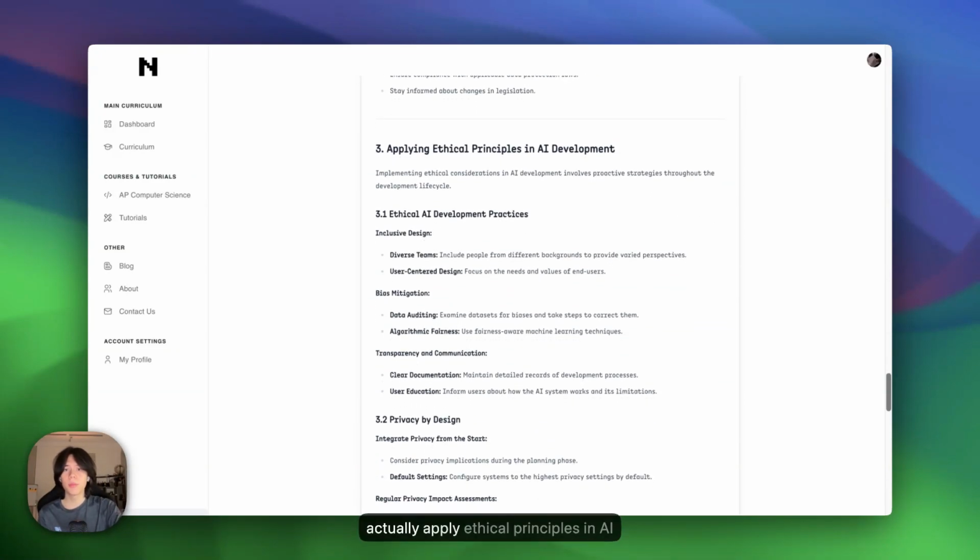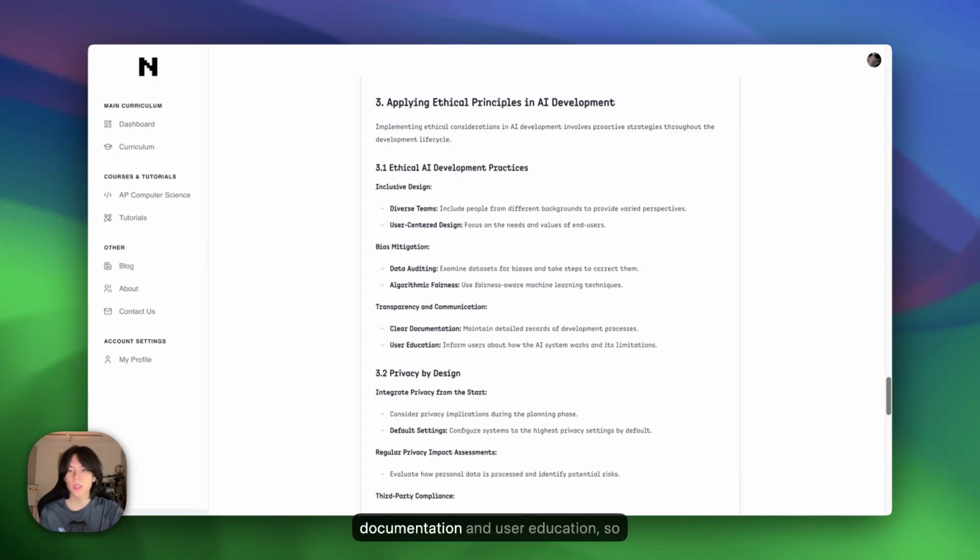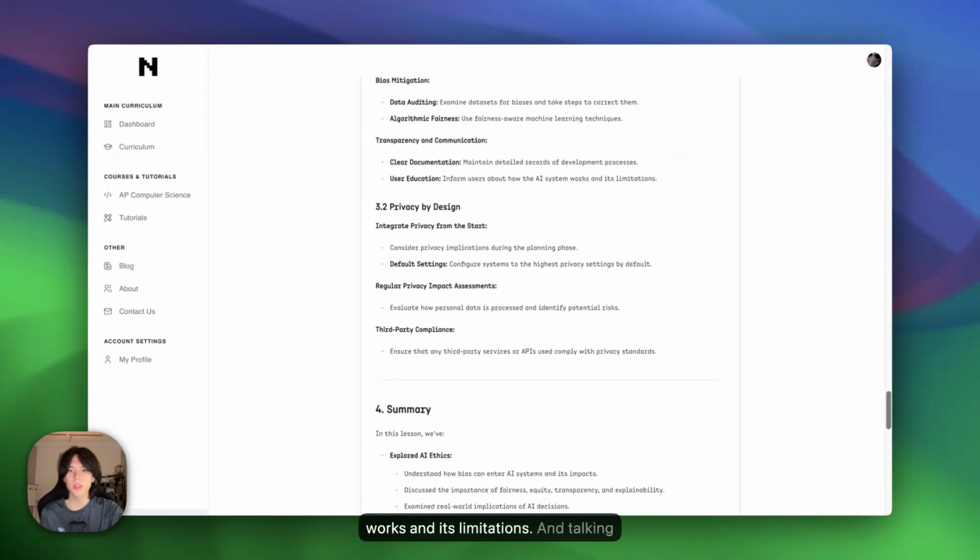And so how to actually apply ethical principles in AI development is to include people from different backgrounds to provide varied perspectives, and focus on the needs and values of end users. Also try to mitigate bias, and be sure that you try to avoid it at all costs. Examine datasets for biases and take steps to correct them, and also use fairness-aware machine learning techniques. There are a bunch of them online, so you can explore them on your own. Also maintain clear documentation and user education, so inform users about how the AI system works and its limitations.